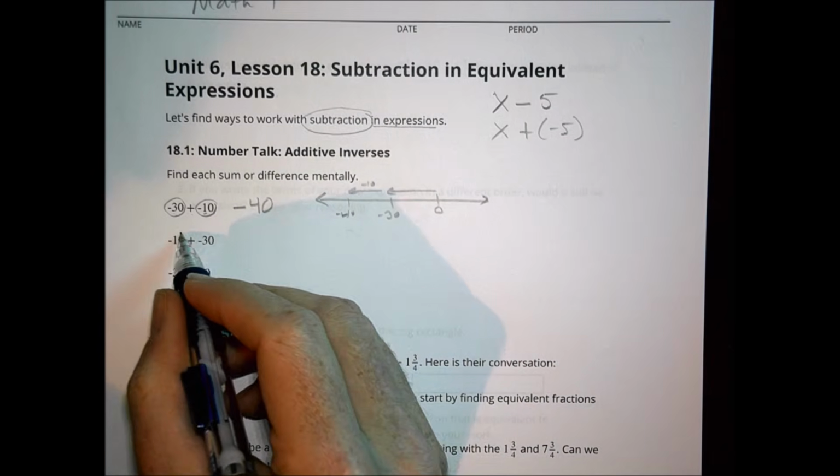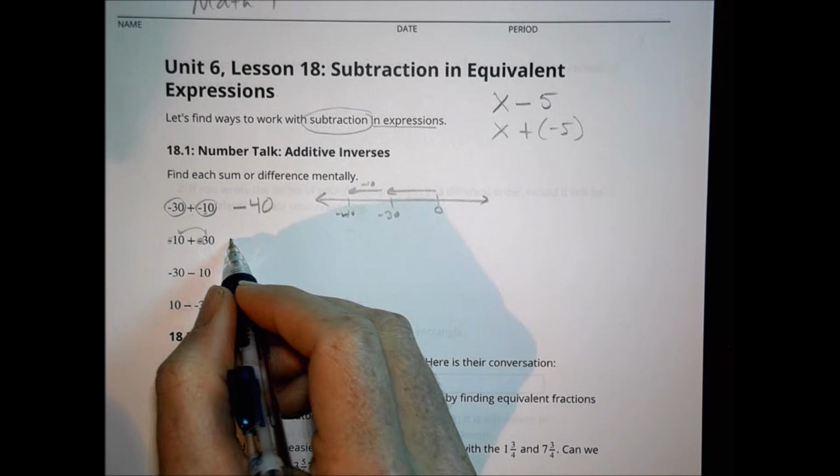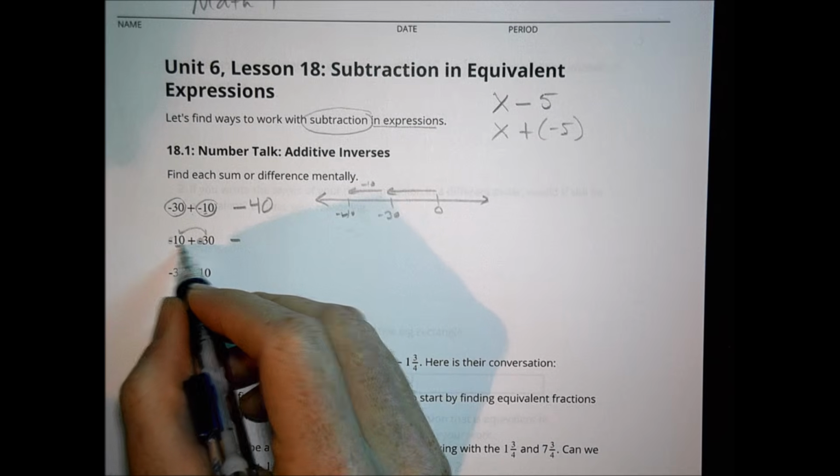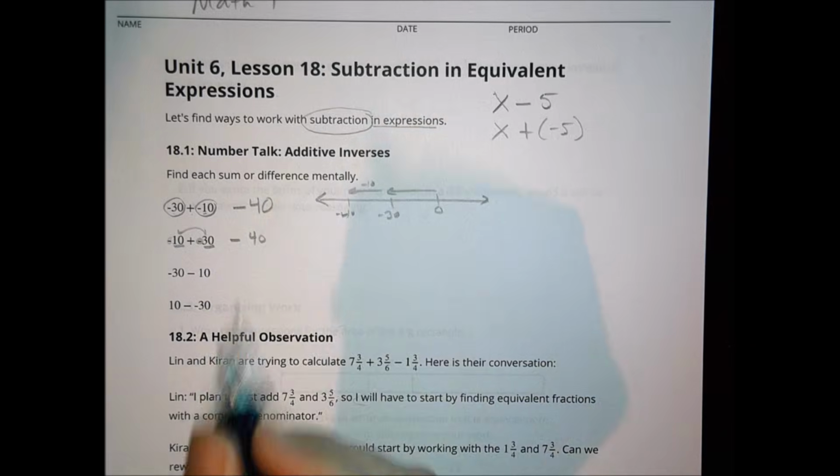Here, it's the same idea except we've changed the order around. Again, the signs are the same, so I keep the sign the same and I find the sum. 10 plus 30 is still 40, so I'm in the same spot.